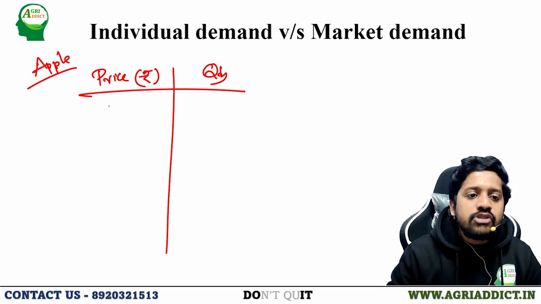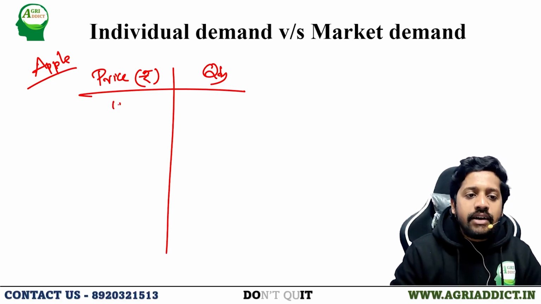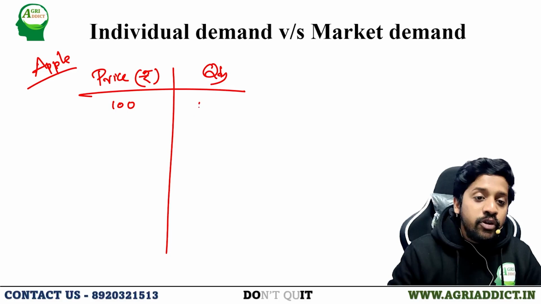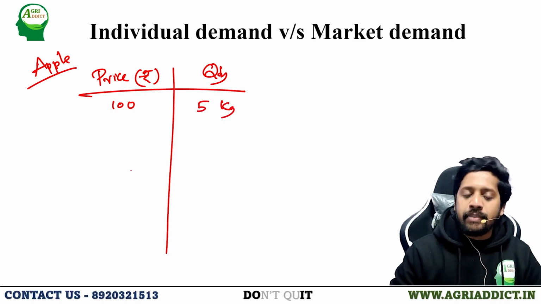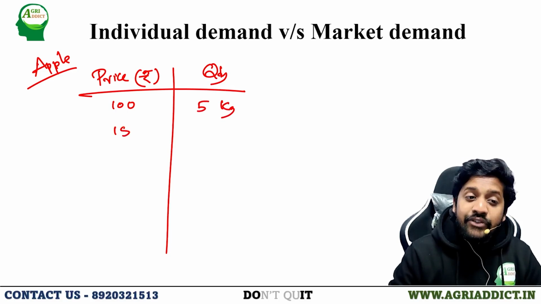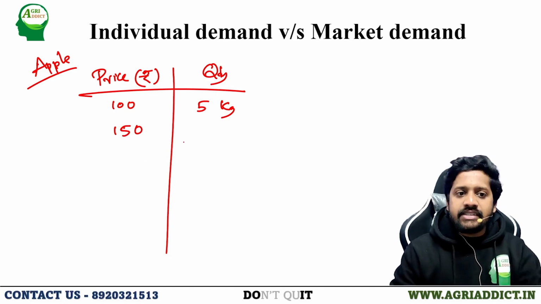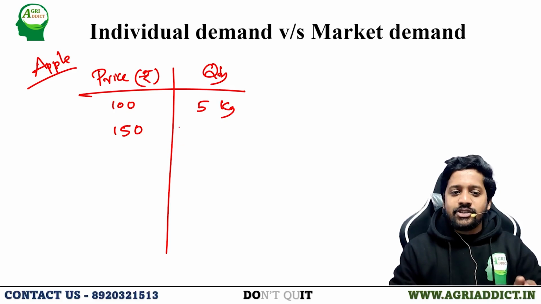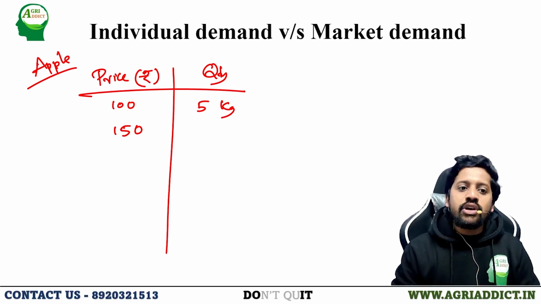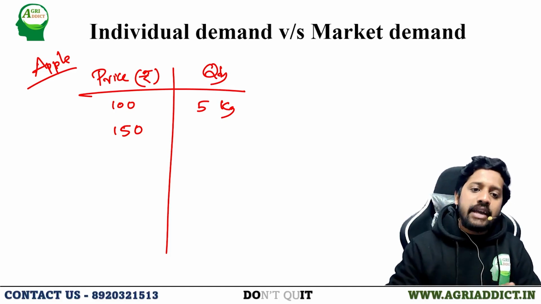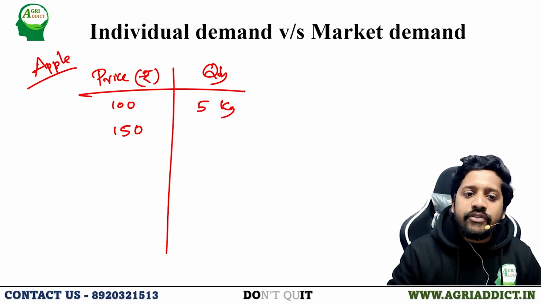So the seller is offering 1 kg of apple at 100 rupees. I would be willing to buy 5 kgs of apple. What if the price is 150 rupees? I'll be buying less than 5 kgs, right? Because the price is more. So I have my budget constraints, I have my own limitations. So if the price was 100 rupees, I would be buying 5 kg. And if the price is 150 rupees, I would be buying only 4 kgs and I'll be going home.